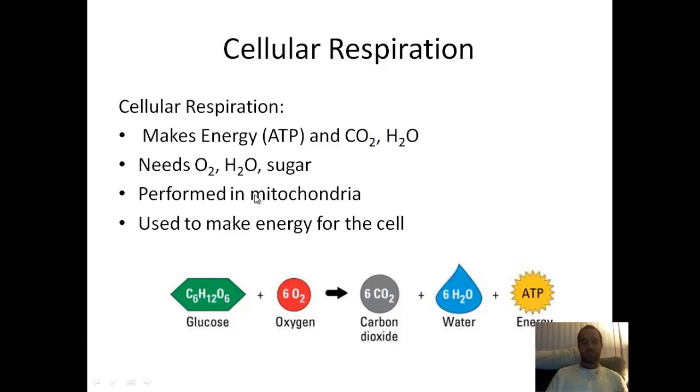It's going to be performed in the mitochondria, and it's going to be used to make energy for the cell. So the plant needs to grow and respond, so it's going to need some energy to do that. That is your review of cellular respiration. So Jordan, you can breathe a sigh of relief. We're all finished with it.